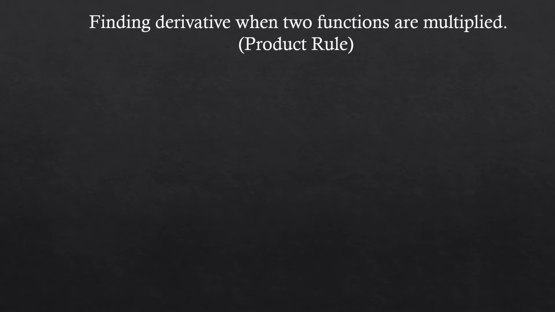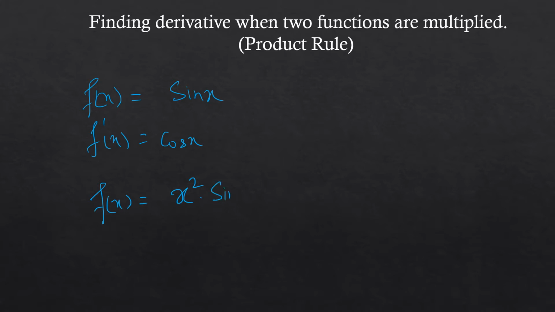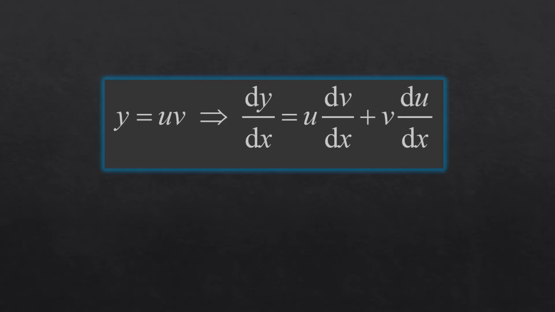So in today's video I'm going to discuss how to find the derivative of two functions when they are multiplied. It is easy when you have a single function, let's say sine x. We know its derivative is cos x. But what do you do when your function is a product of two different functions, something like x squared times sine x? In this video we are going to discuss how to find the derivative of functions which are products of two different functions. This is known as the product rule.